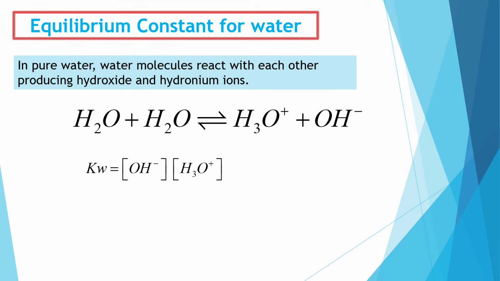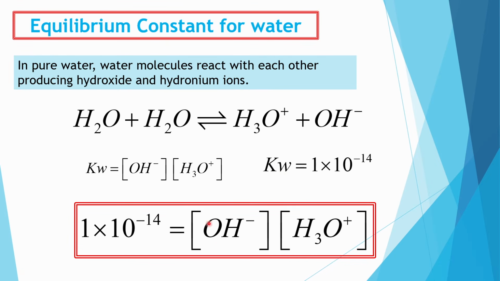Now, the concentration of each of those ions is 1 times 10 to the negative 7, because Kw equals 1 times 10 to the negative 14. That means OH- must be 1 times 10 to the negative 7, and H3O+ must be 1 times 10 to the negative 7. So 1 times 10 to the negative 7 times 1 times 10 to the negative 7 equals 1 times 10 to the negative 14. The number 1 times 10 to the negative 7 is important because if that is the concentration of H3O+ and I put that in to work out the pH, it's going to give me a pH of 7, because the pH is just an expression of the negative exponent of the concentration.